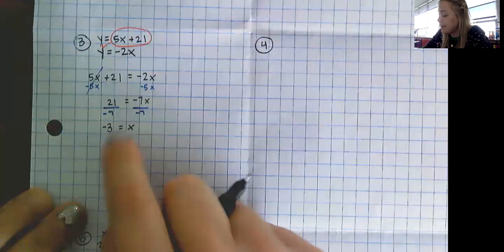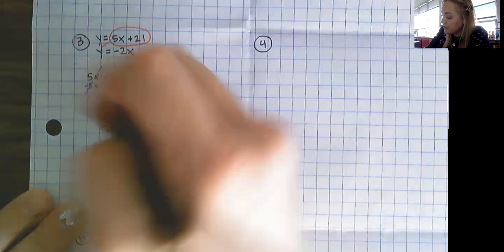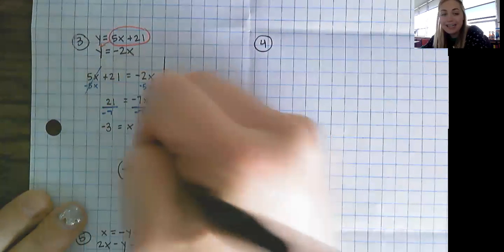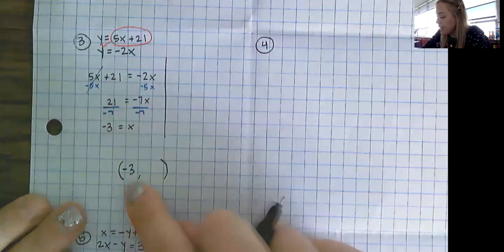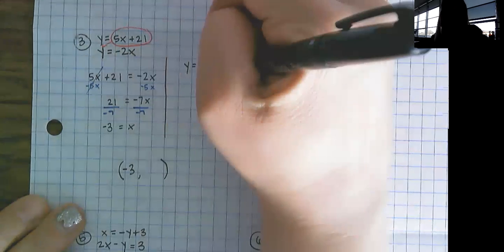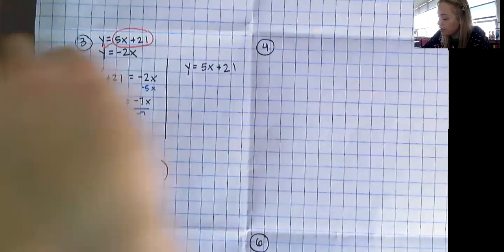Okay, so my x value is negative 3, and now that's half my answer. So I'm going to write negative 3 in the x position. I need to take that value of negative 3, and I'm going to rewrite my circled equation. Y equals 5x plus 21. You also could have used the other equation, y equals negative 2x. In fact, that might have been simpler, but too late.